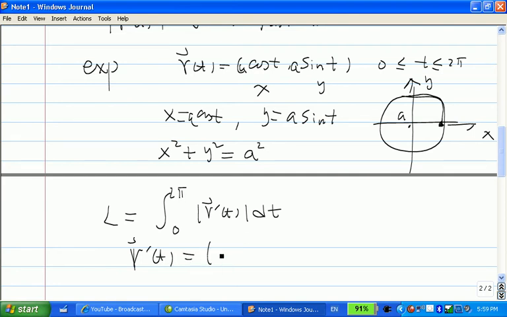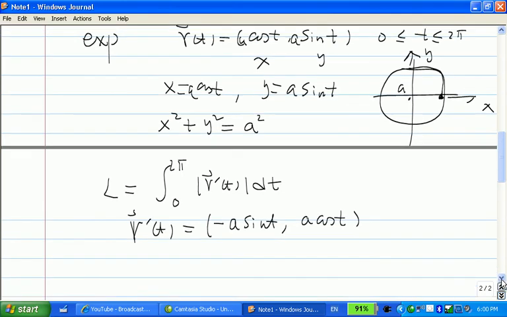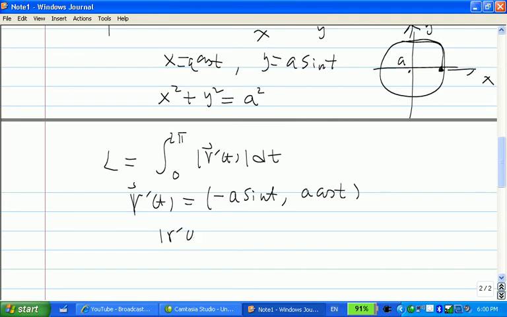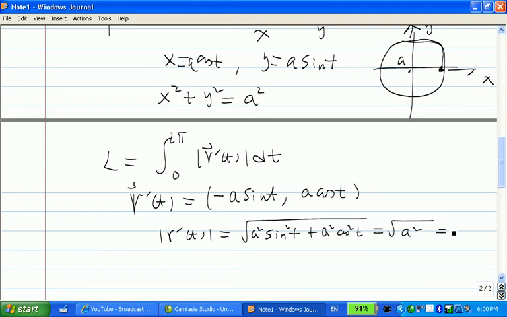Okay. The derivative of a vector function is to take the derivative of each component. So it gives you negative a sine t and a cosine t. And its magnitude is the square root of negative a sine t, the whole thing squared, which gives you a squared sine squared t plus a squared cosine squared t. That gives you the square root of a squared, because sine squared t plus cosine squared t gives you 1. So it gives you a.